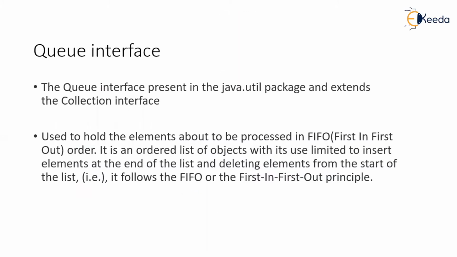So what is this queue interface? The queue interface is available in the java.util package and it extends the collection interface. The data stored in this queue is data which needs to be processed in FIFO order, meaning first in, first out. So far, for whatever collection classes we have discussed, there is no order like FIFO or LIFO maintained, right? A queue interface allows us to process data in first in, first out order.